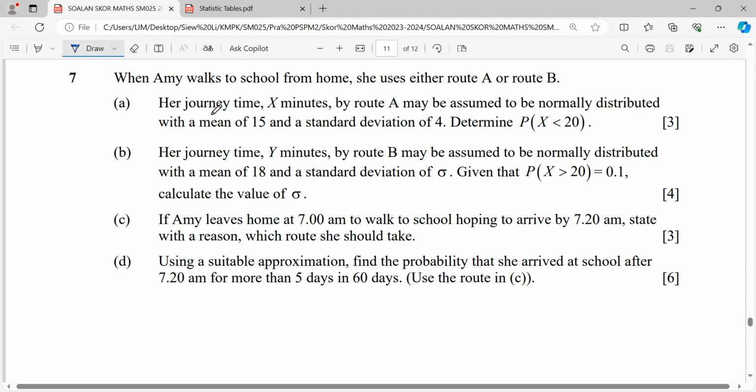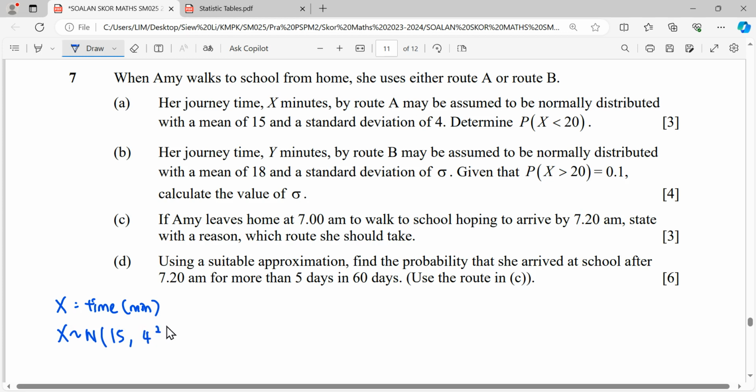Hi, for this question, when Amy walks to school from home, she uses either route A or route B. Her journey time is X minutes. So for this question, the variable X denotes time in minutes. By route A, it may be assumed to be normally distributed with mean 15 and standard deviation of 4. So X is distributed normal with mean 15 and standard deviation 4.